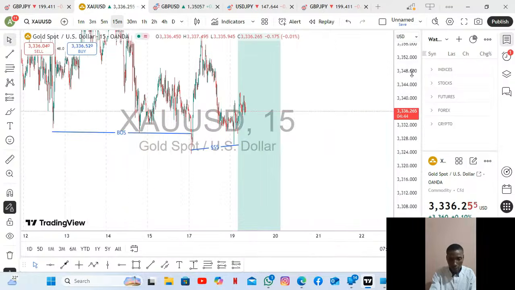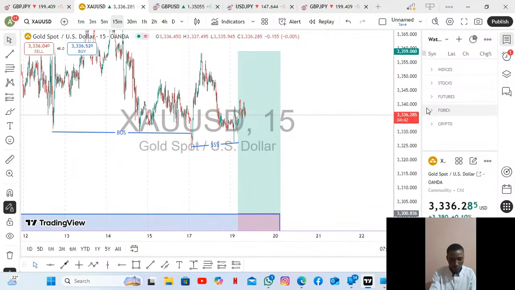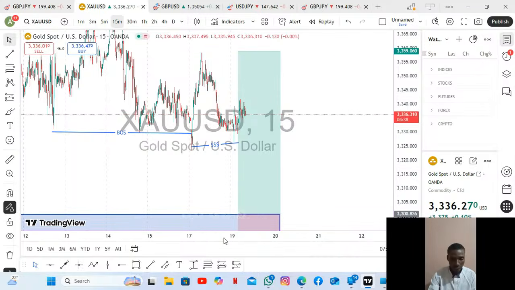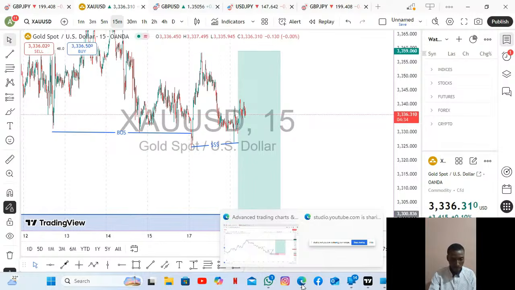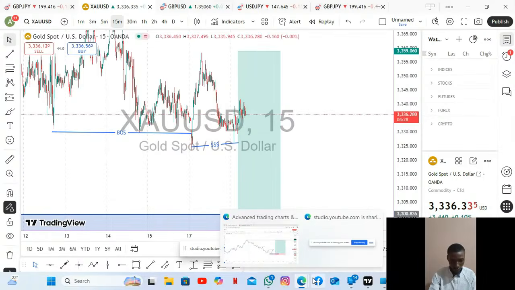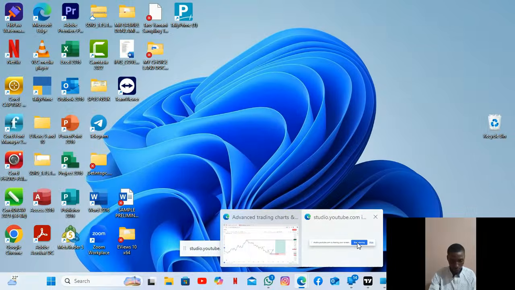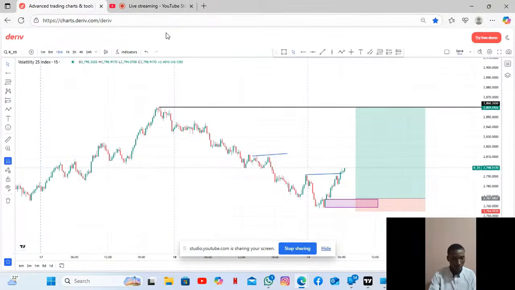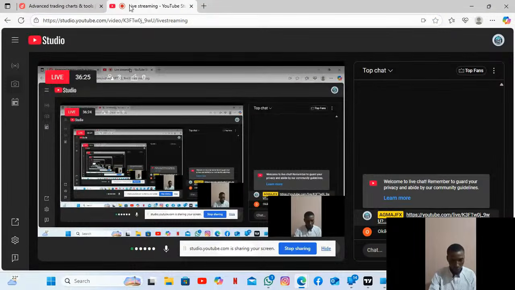This is our coordinates for gold. So we are waiting for gold to sweep liquidity and then we buy. For now, that is what we can come up with today.